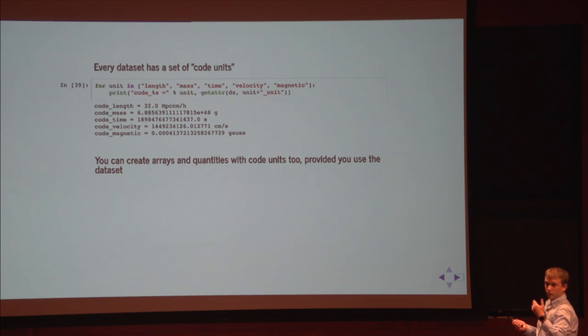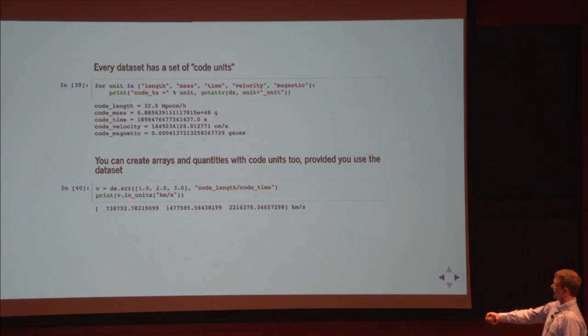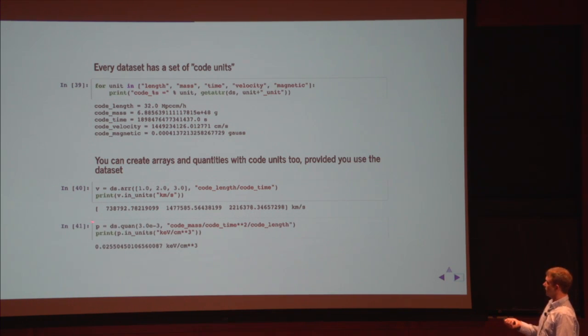And if you want to create your own array in code units, you can do that. You don't use the YT array function. You use something that hangs off the data set. You use ds.arr, and you can create an array in code units. The reason why you can't use that without a data set is very straightforward. Code units only make sense within the context of a data set. So you can do the same thing with quantities using ds.quan. Here I've created a quantity of code mass divided by code time squared divided by code length, which happens to be units of pressure, and I can convert that into kiloelectron volts per centimeter cubed.